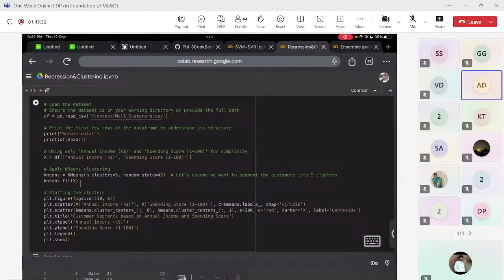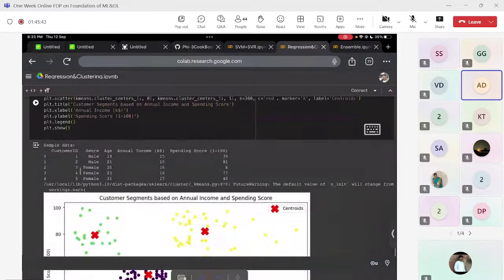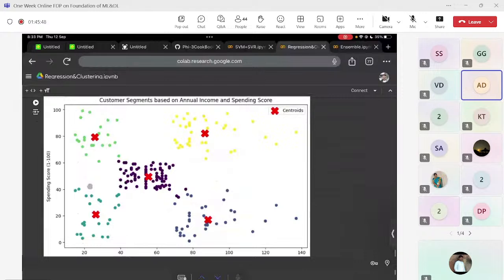There is no predict here, and there is no accuracy or anything over here because you don't have those labels. So here you're just fitting the model, and this is what the cluster centers look like. So these are the five different clusters that are formed, and the crosses are their corresponding centroids.